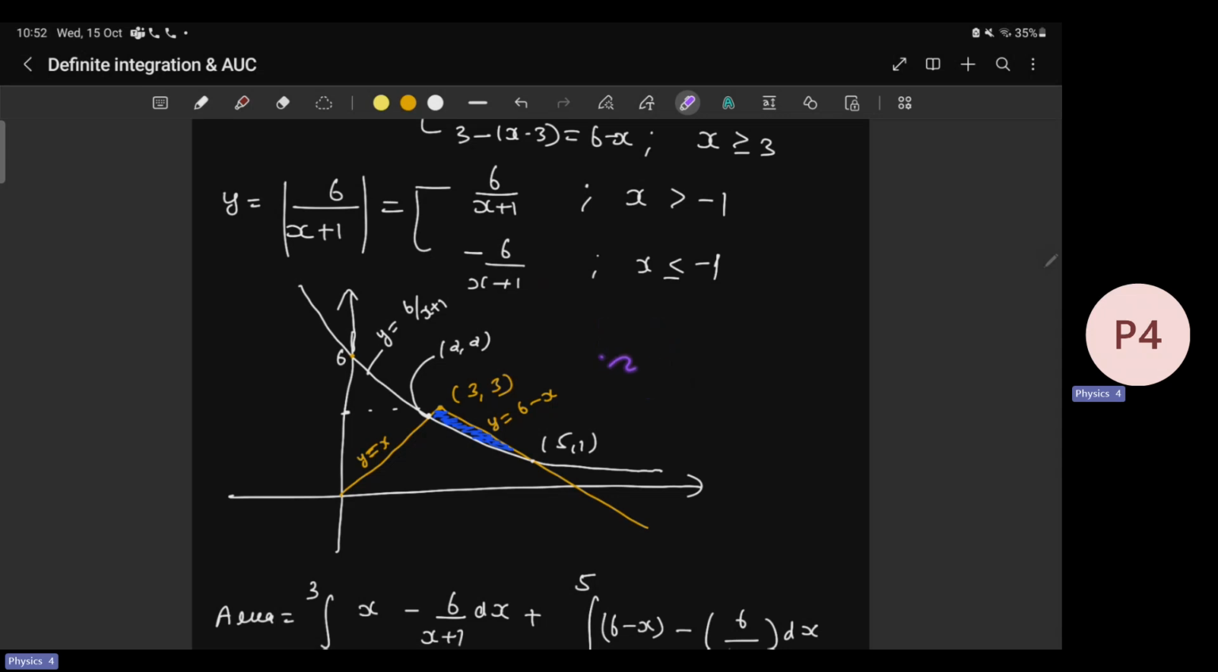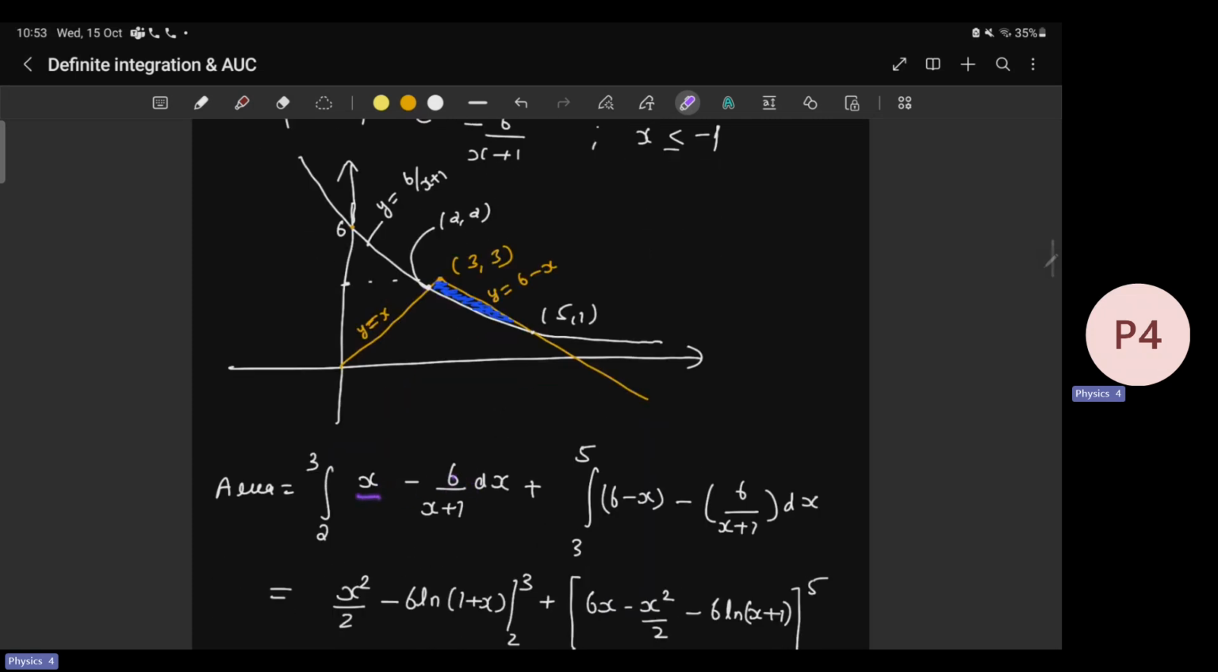Put value of y as x. This is equal to x, so x into x plus 1 is equal to 6. We can simply get x is equal to 2 as the answer. So this point of intersection, x is 2, y is 2, so this point is (2, 2). Now we have to find this area. First we will integrate the upper function. Upper function is this part, x, and the lower function is 6 upon x plus 1.